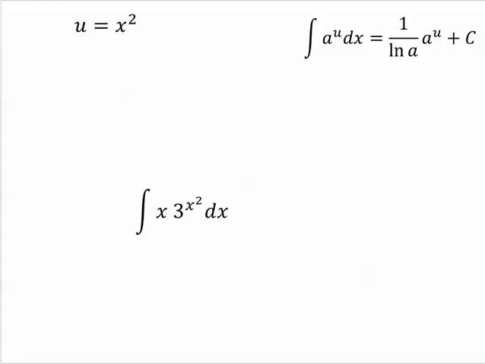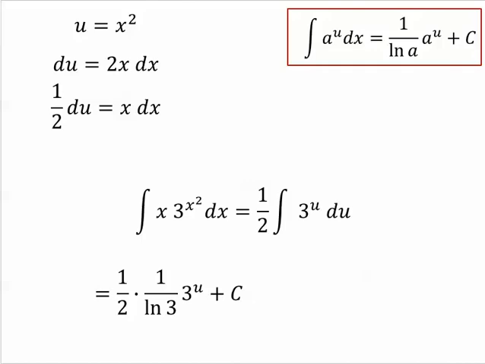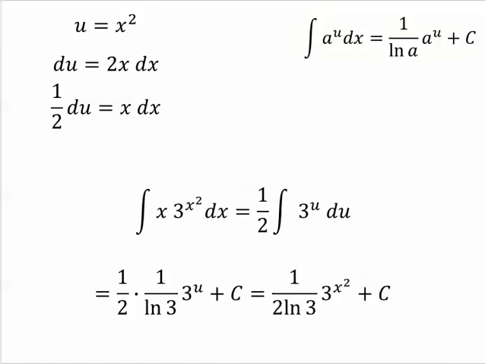Have u be x squared, then du equals 2x dx. And so x times dx would be 1/2 of du. Do your substitution. Instead of x squared, put in u. Instead of x times dx, put in 1/2 of a du. Then integrate. Use your integration rule and then substitute back.